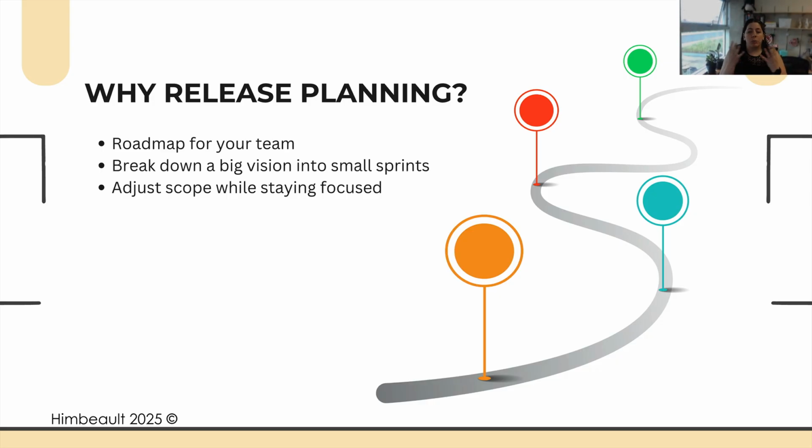So we're going to break down a really big vision into small sprints, and for us that's going to be 3 working code sprints and then our initial setup sprint that includes this release plan, right? And this will allow us to adjust scope if things come up while still staying focused.